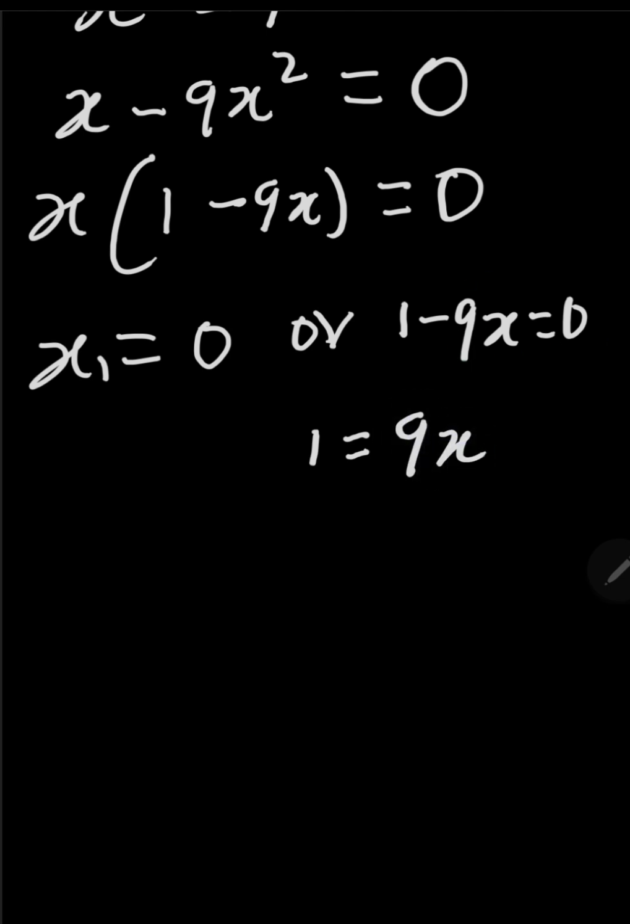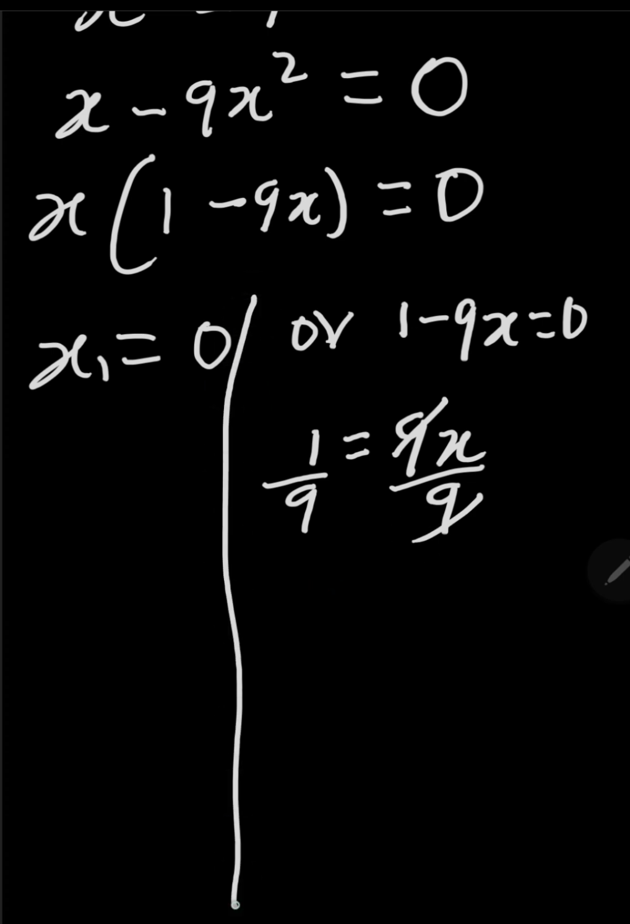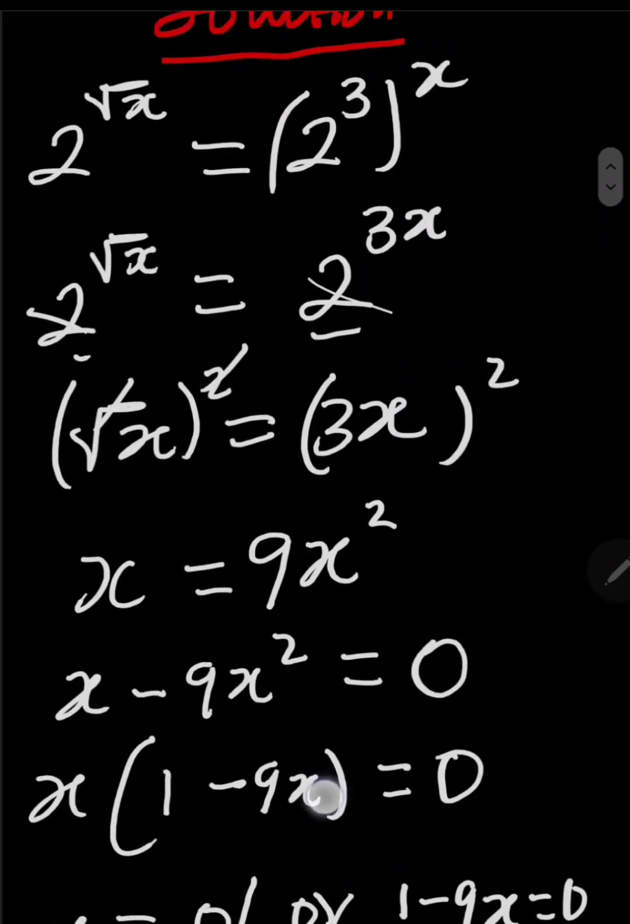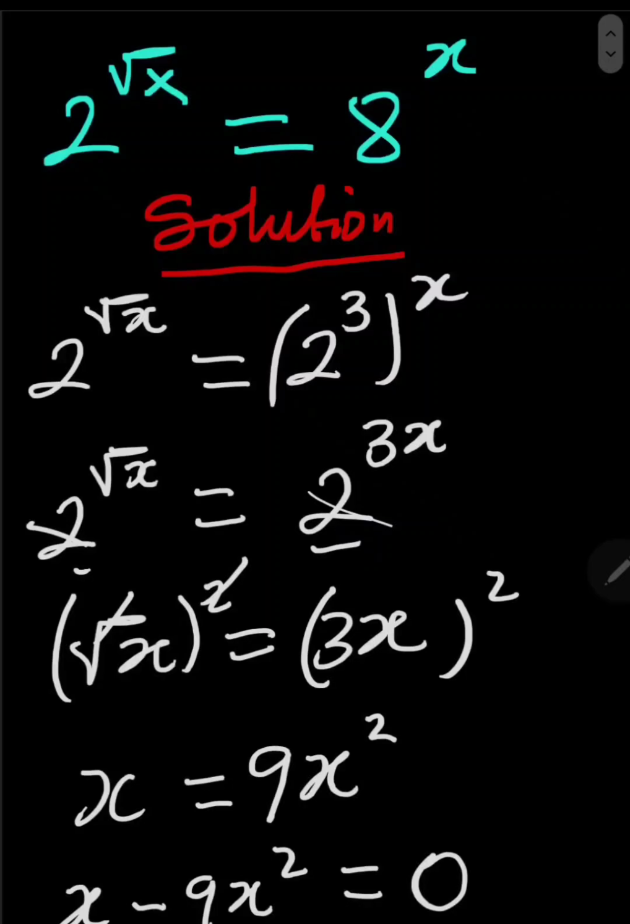Then we divide both sides by the coefficient of x, which is 9. So the left hand side by 9, and also the right hand side by 9, so that this 9 cancels this 9. We are left with just x, which is equal to 1 divided by 9, the same as 1 over 9. So we can call this the second value, and this is the first value. Therefore, the two values of x that satisfy this exponential equation are x1 equal to 0, or x2 equal to 1 over 9. So this is how to solve this kind of exponential equation.